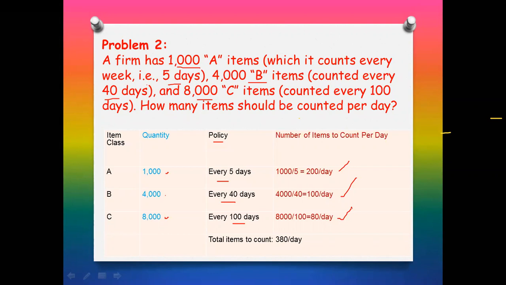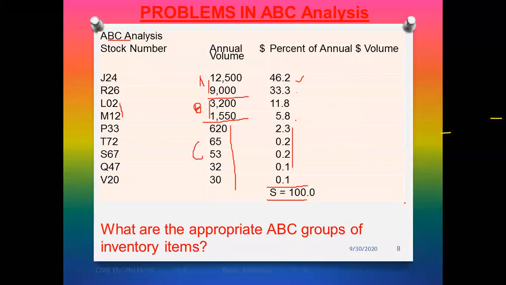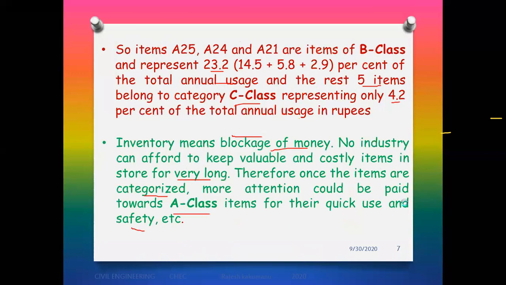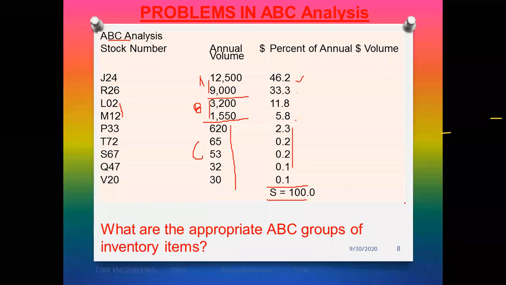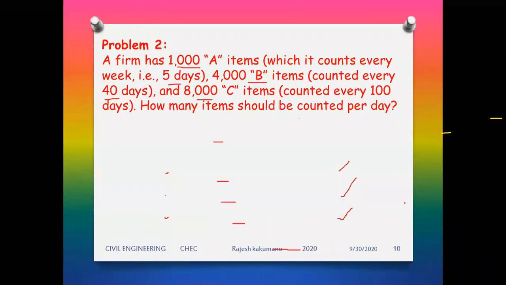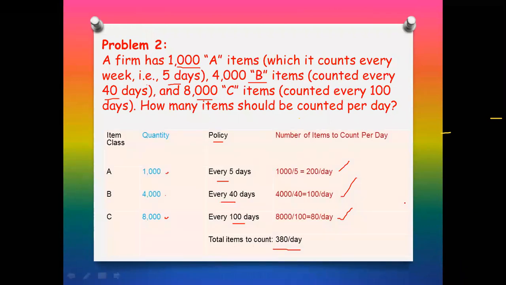Then what is the total number of items that should be counted per day? So 200 plus 100 plus 80. Understood, right? So 380 items per day you are counting by taking the ABC analysis. Hope you understood the simple problem. This is a way of doing the classification, you can classify in this way. So if a classification problem comes, classify like this. Or else, if asked how many items should be counted, you can do the problem like this also.